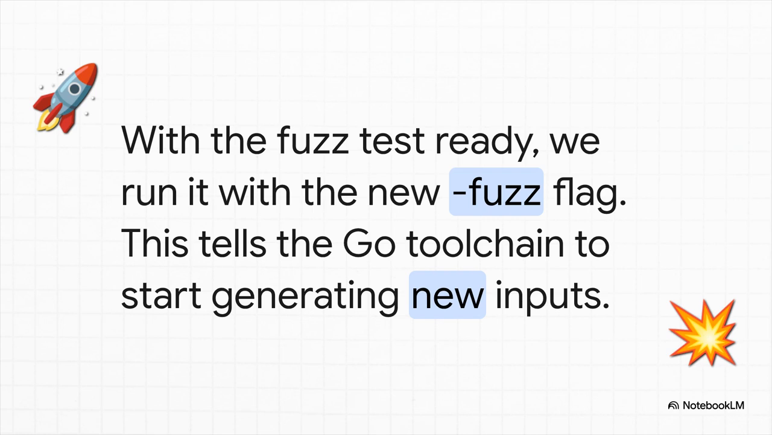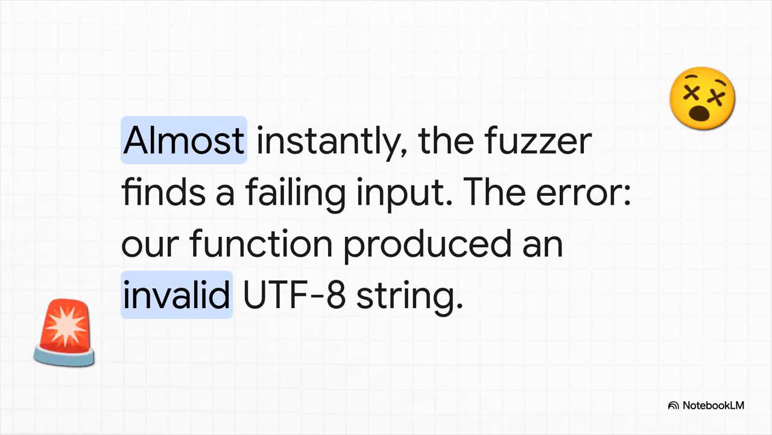This tells Go, hey, don't just run the seeds I gave you, start making up your own crazy inputs. So, let's see what happens. And wow, that was fast. It failed almost instantly. The fuzzer didn't even have to try.